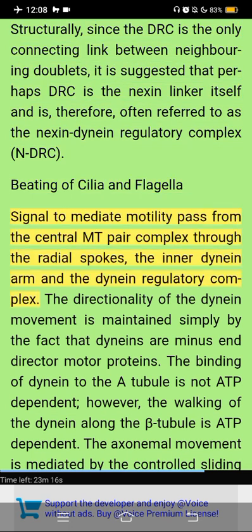Beating of cilia and flagella. Signals to mediate motility pass from the central MT pair complex through the radial spokes, the inner dynein arm and the dynein regulatory complex.